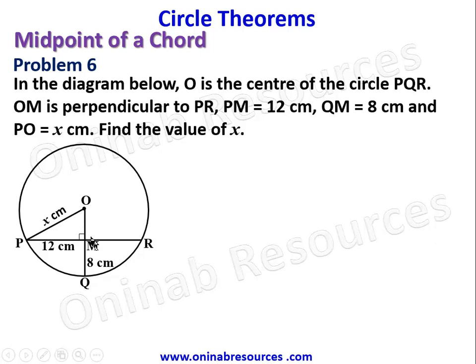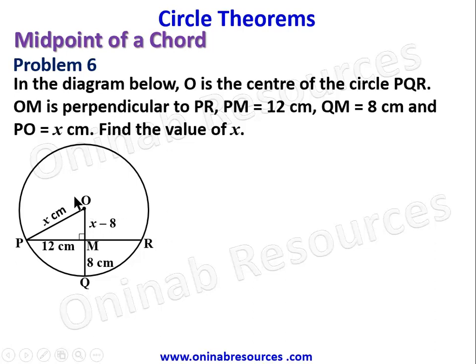Now, this is a right angle triangle. PO is X and OQ is also X. They are both radii since they are from the center of the circle. Since OQ is X and QM is 8, which means OM here is X minus 8. X minus 8 will give us OM.